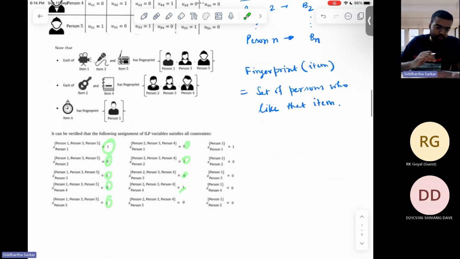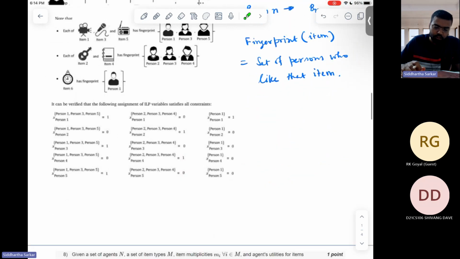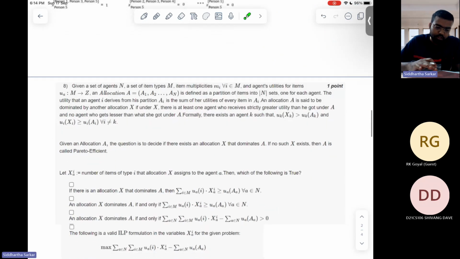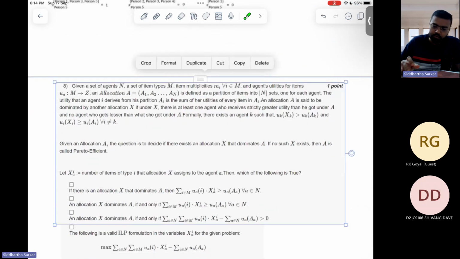So now we look at the question. Without these notations, we wouldn't have been able to appreciate the question. So now let's look at some questions.